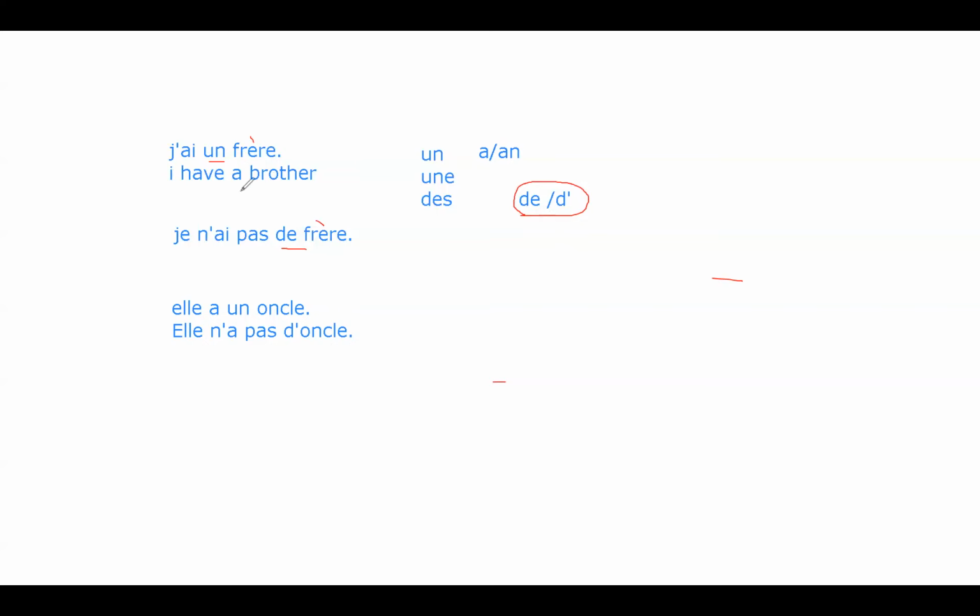But I hope this one is clear, why we are negating, because here you are saying the quantity, nothing. So "j'ai un frère", "un" shows quantity. Now I don't have any brothers, so you put here "de". That is the rule. "Un" converted as "de". Similarly, "une" converted as "de", but you can't put E here because "oncle" starts with a vowel. So you remove E and you put apostrophe. So "elle n'a pas d'oncle".